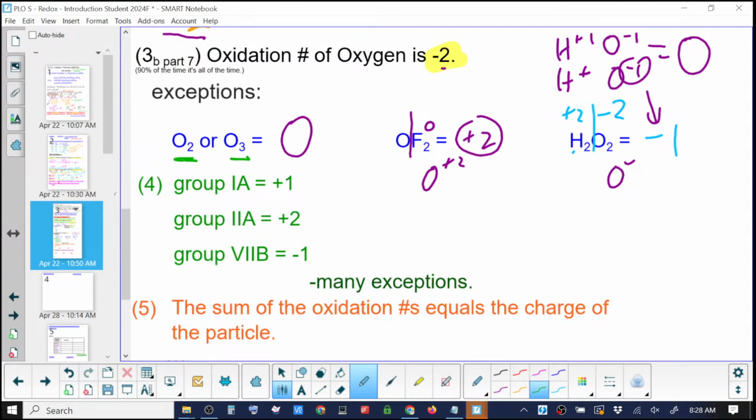What are the group 1A metals? What's their family name? Alkali metals. So all the alkali metals are +1. What are the group 2A? Alkaline earth.